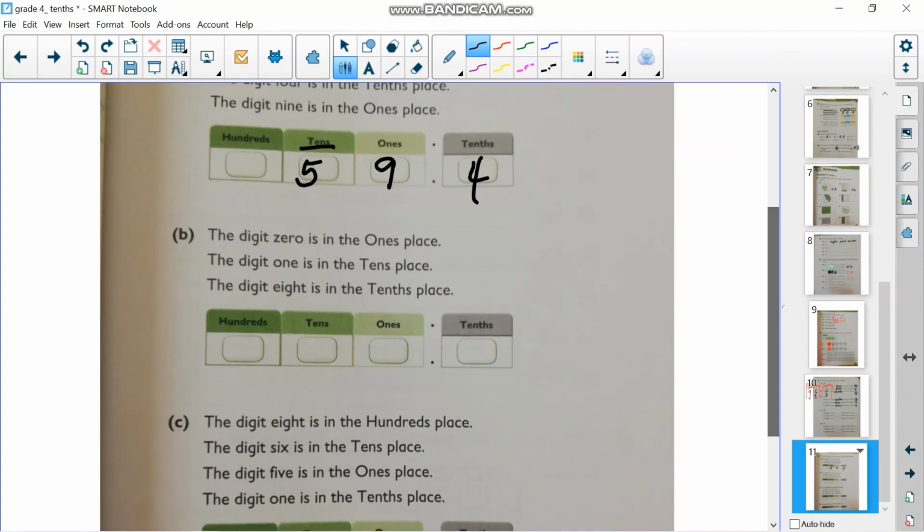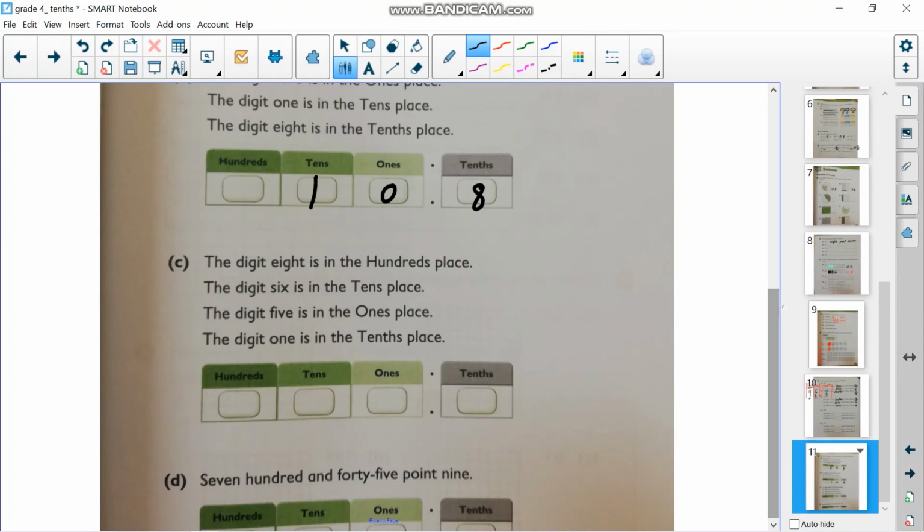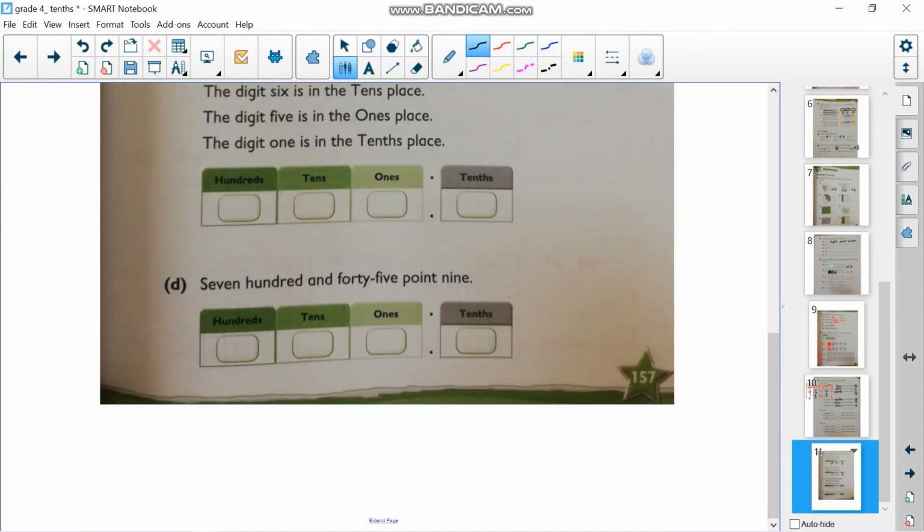Letter B, the digit 0 is in the ones place. The digit 1 is in the tens place. And the digit 8 is in the tenths place. So we have 10.8. Kindly do the same also for letter C and letter D.